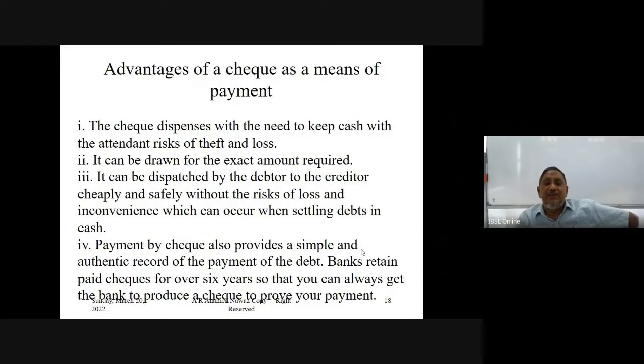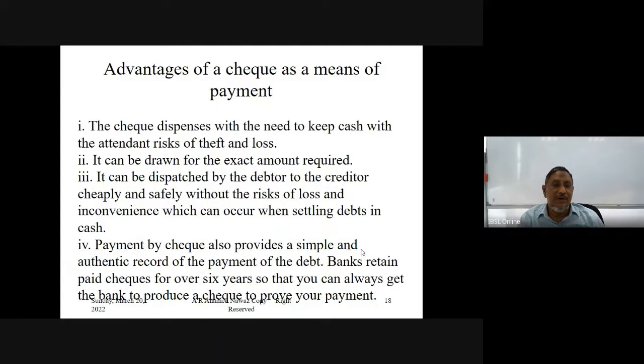Advantages of a cheque as a means of payment. A cheque dispenses with the need to keep cash and the attendant risk of theft and loss. When cash is given and there is a loss or theft, it cannot be called back. But with a cheque, you can collect it and you can identify it. It can be drawn for the exact amount required.